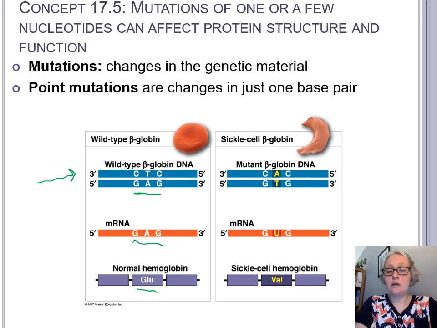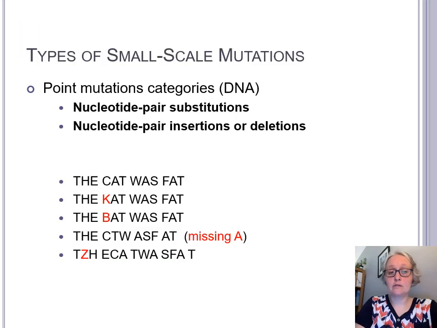In sickle cell anemia, what happens is one base pair, one letter gets changed, so your mRNA is changed, and so you get one amino acid in that protein that's the wrong amino acid, and that causes all the symptoms associated with sickle cell disease.